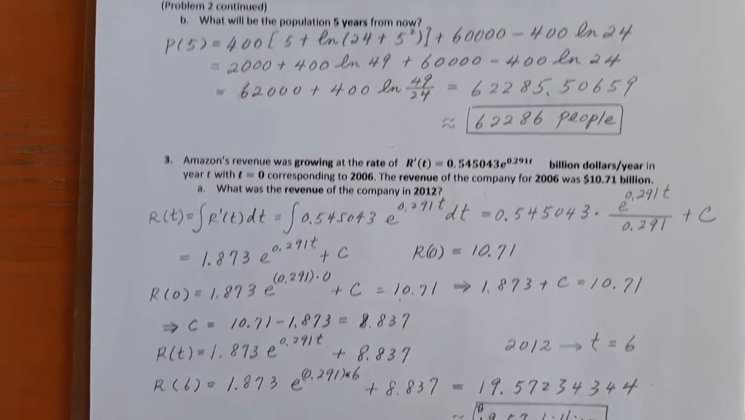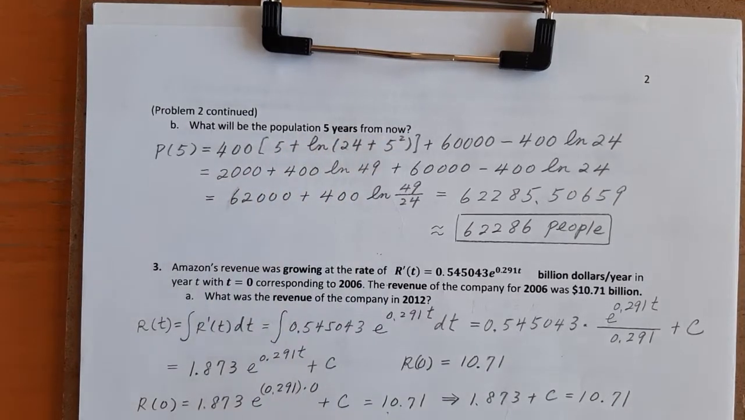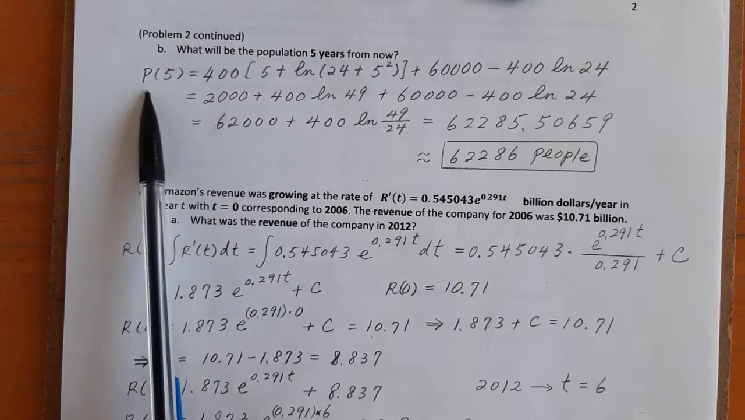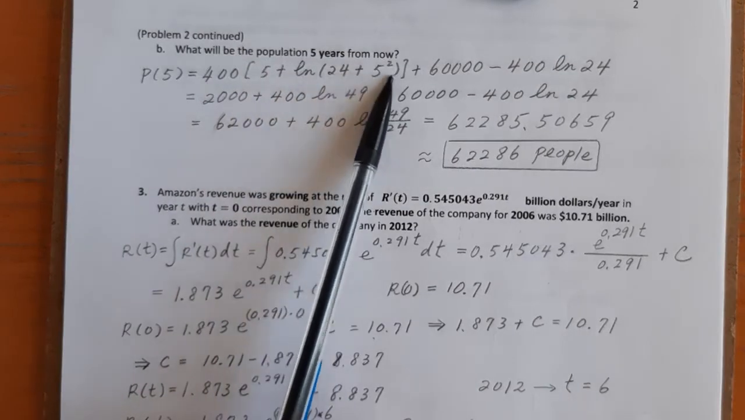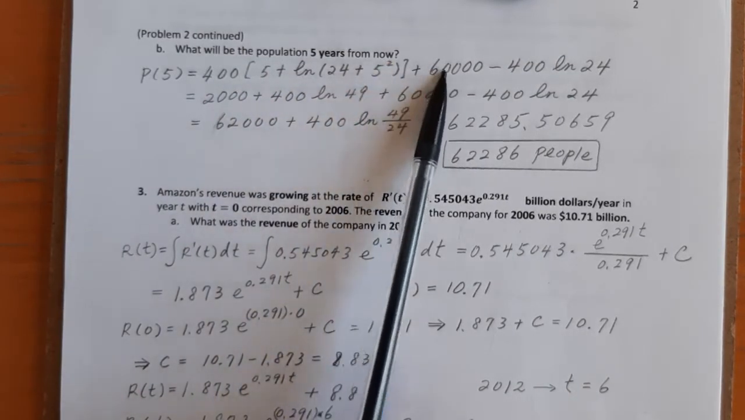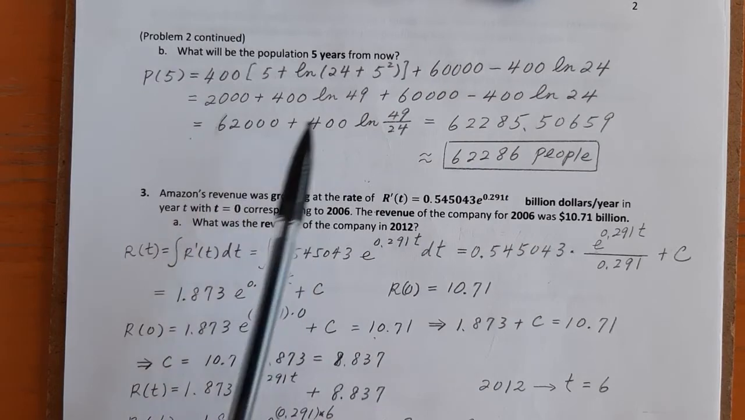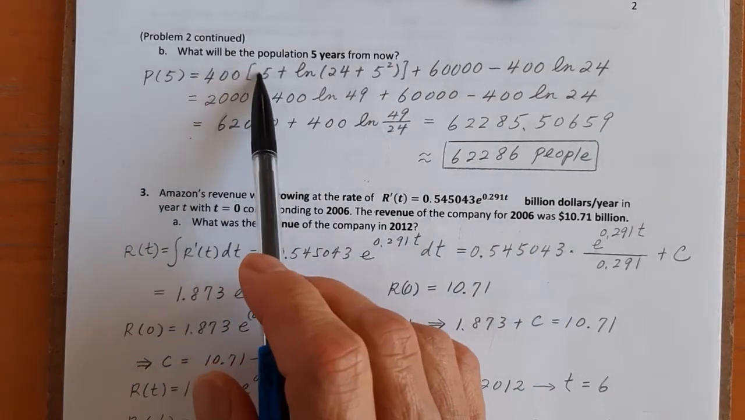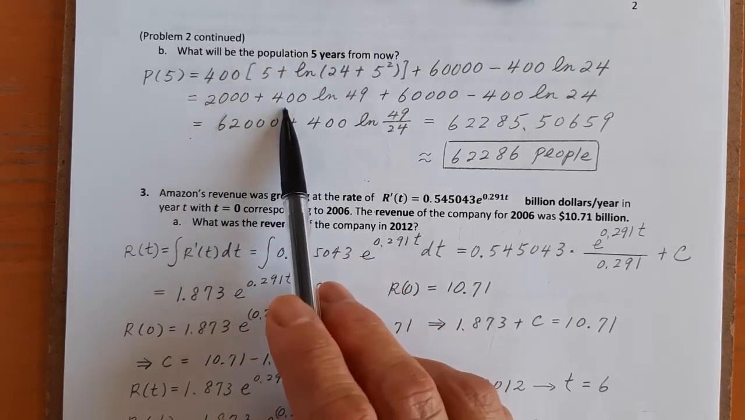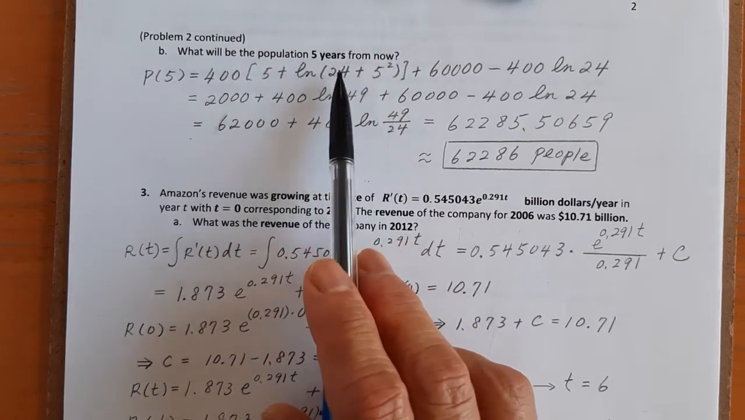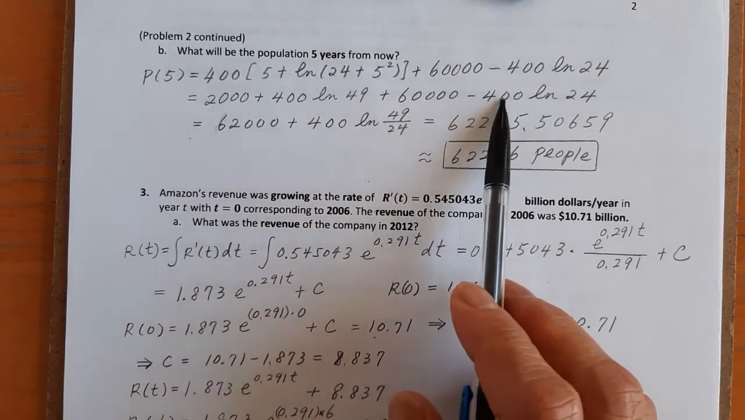Part B: what will be the population 5 years from now? So t equals 5. P of 5 equals 400 times 5, plug in, plus ln of 24 plus 5 squared, plus the constant term, 60,000 minus 400 ln 24. Distribute the 400 times 5, which is 2,000, plus 400 ln of 5 squared, 25 plus 24 is 49, so ln 49, plus 60,000 minus 400 ln 24.